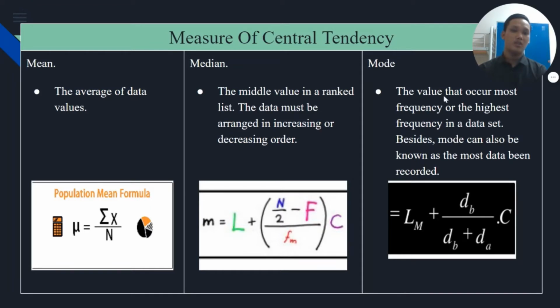What is mode? The value that occurs most frequently, or the highest frequency in a data set. Besides, mode can also be known as the most data being recorded. For the mode of grouped data, the formula uses LM, which is the lower boundary of the mode class. dB is the difference between the frequency of the class before and the frequency of the mode class, and dA is the frequency of the class after minus the frequency of the mode class, and C is the width of the data.